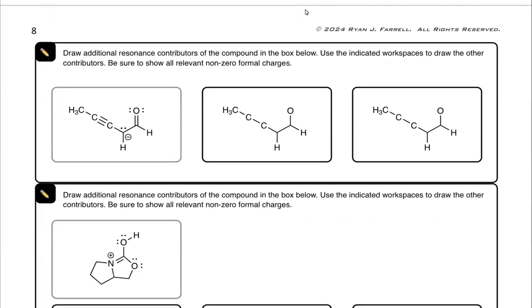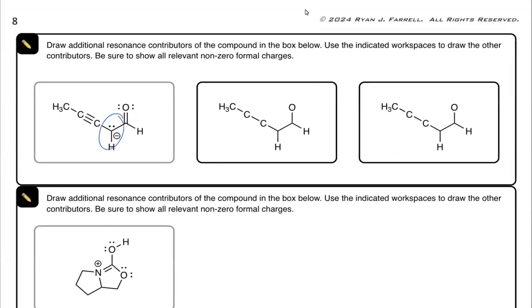Moving on to the next example here, we're starting off with an overall negative structure, so 2 arrows are required to go to the next contributor. Notice here that we have the negative adjacent to the C double bond O, and it's adjacent to the carbon-carbon triple bond, and we could resonate over both.